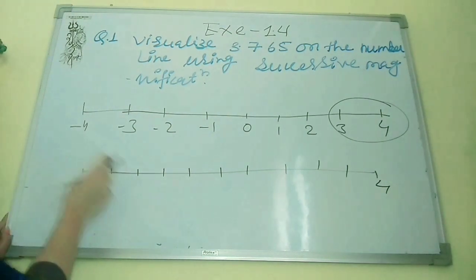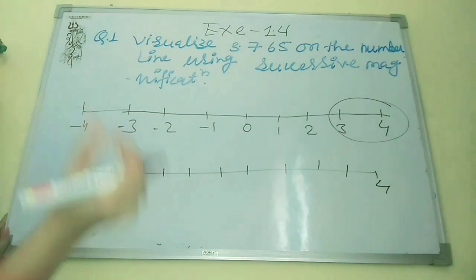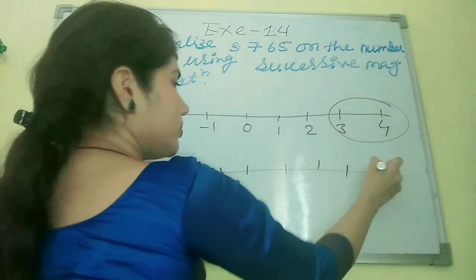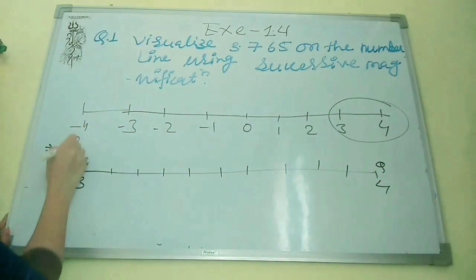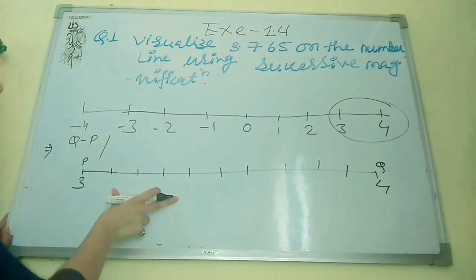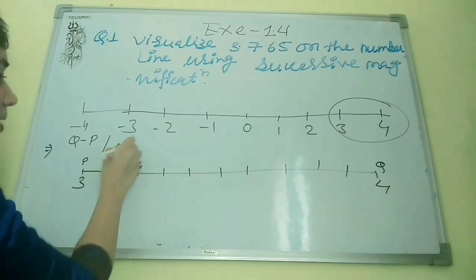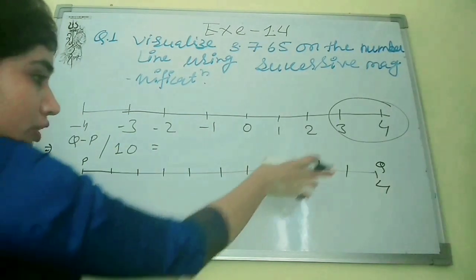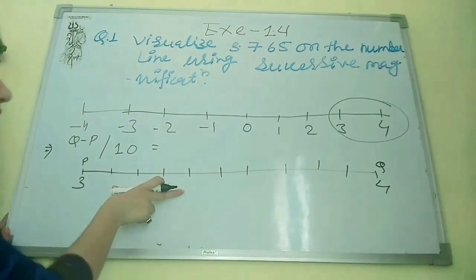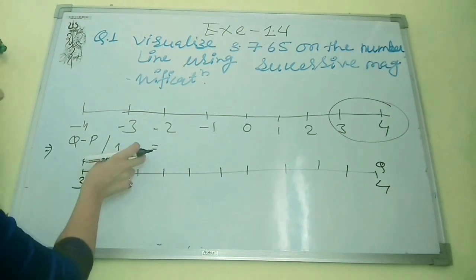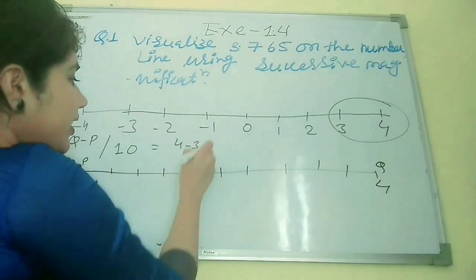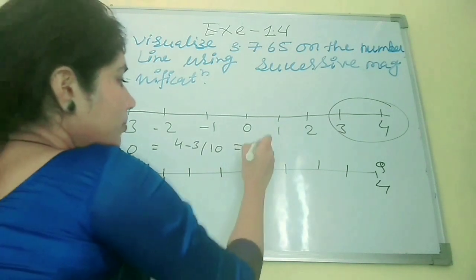But how will we know the first measurement on this number line? So there is a formula. Suppose this is the number P and this is the number Q. We simply subtract Q minus P and divide by 10. Why? Because we have to divide this line into 10 equal parts. If we were dividing it into 9 equal parts, we would divide by 9. So this will be (4 minus 3) by 10, which becomes 0.1.